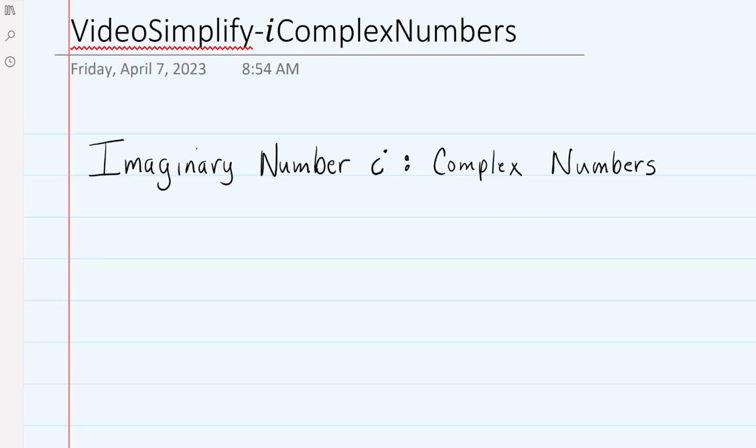Okay, simplifying imaginary number I. This video is not going to explain how it came about, or how and where we use it. It ends up getting used in a lot of situations, largely to do with vectors and other things. However, this video is just for prep purposes. If you get a test question, here's just a quick review.